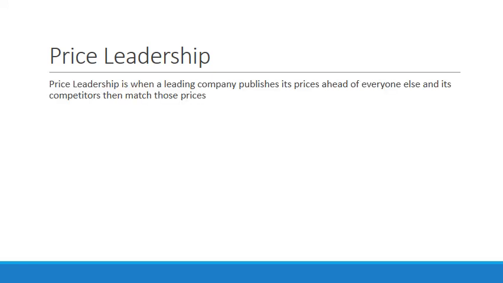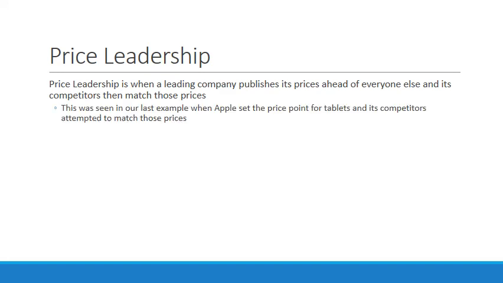So when we talk about price, we talked about penetration. Now we look at leadership. Price leadership is when a leading company publishes its price ahead of everyone else and its competitors then match those prices. We saw this, of course, in our last example with Apple when it set the price point for tablets. Competitors attempted to match those prices and they failed. So notice that Apple's competitors reduced their prices after initially entering the market. They tried to follow Apple's lead, they weren't able to, and therefore they failed.